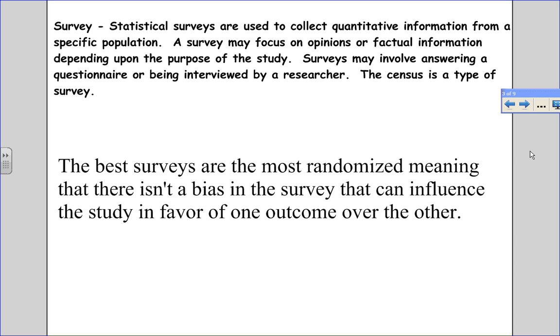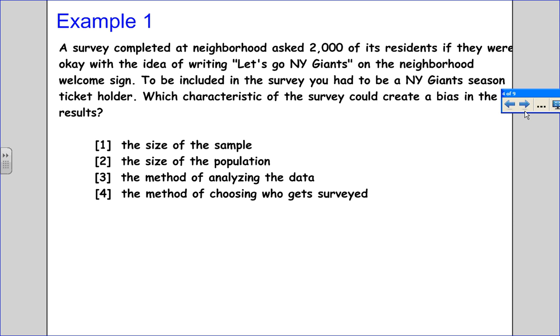So let's look at an example. A survey completed at a neighborhood asked 2,000 of its residents if they were okay with the idea of writing "Let's Go New York Giants" on the neighborhood welcome sign. To be included in the survey, you had to be a New York Giants season ticket holder. Which characteristic of the survey could create a bias in the results?